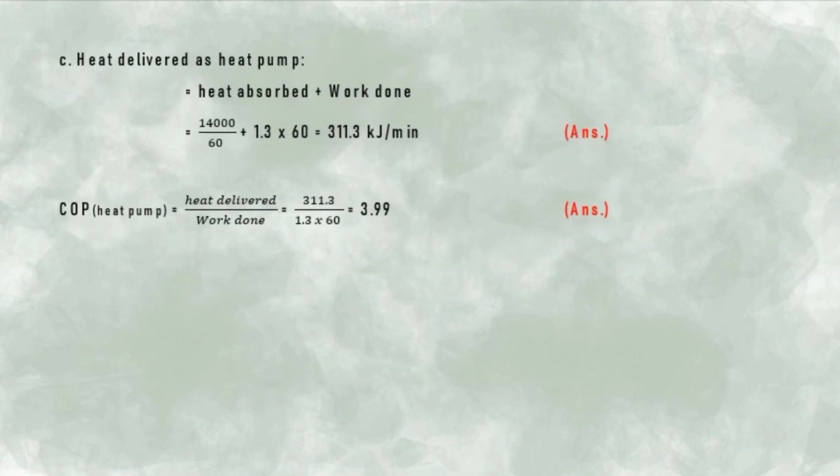And now for our heat delivered as a heat pump, we will add heat absorbed plus the work done. For the heat absorbed, we have 14,000 kilojoule per hour divided by 60, plus 1.3 times the 60 minute over 1 hour. We have 311.3 kilojoule per minute. And for the coefficient of performance of the heat pump, we will divide heat delivered over the work done, or the 311.3 kilojoule per minute over the 1.3 times 60. We have 3.99.